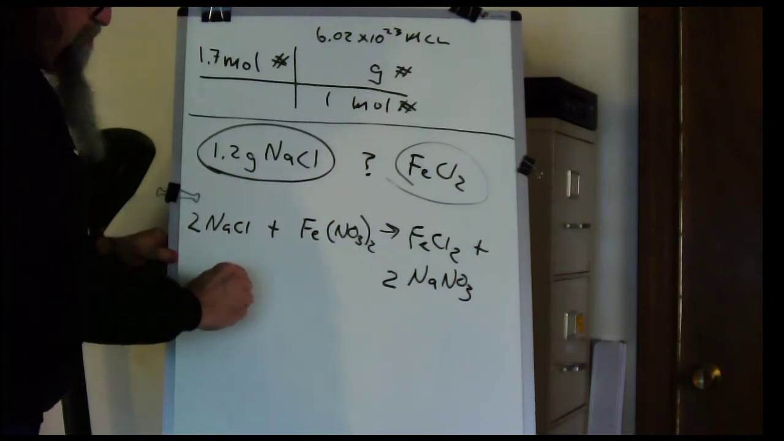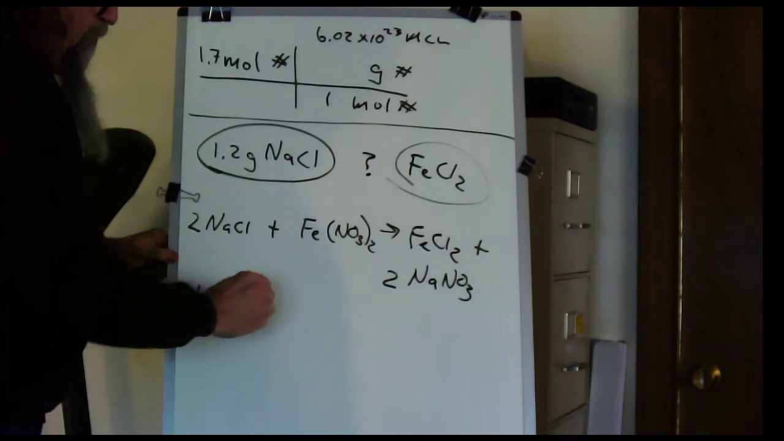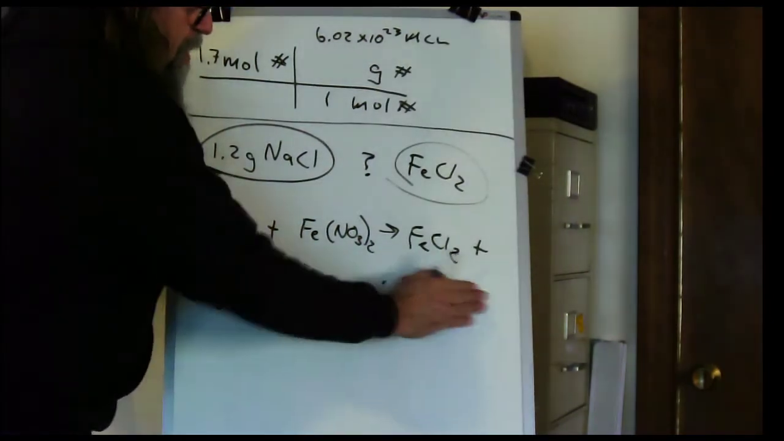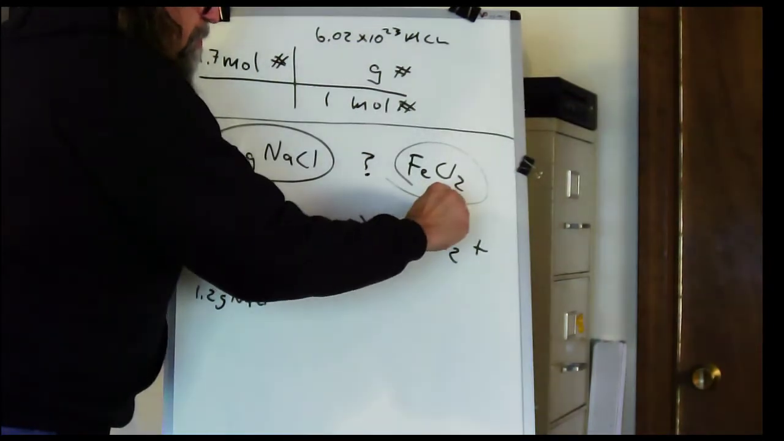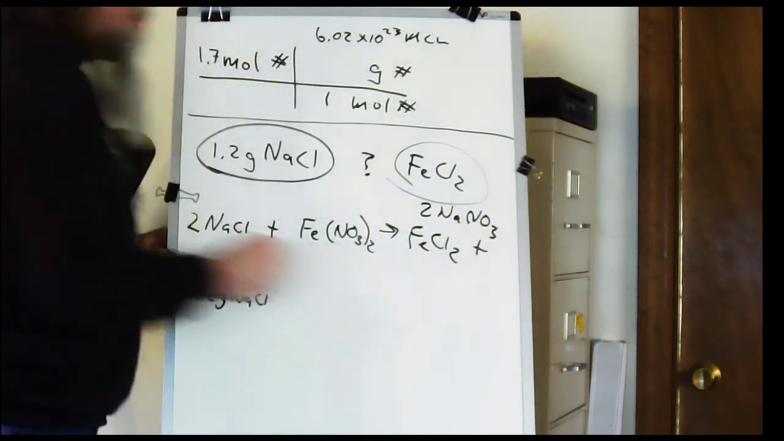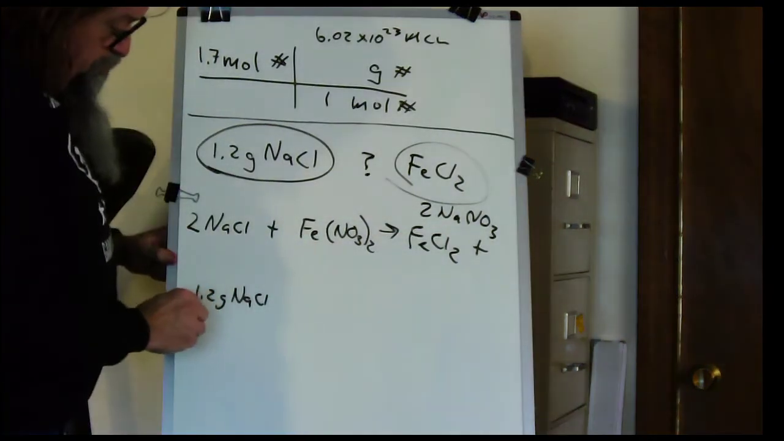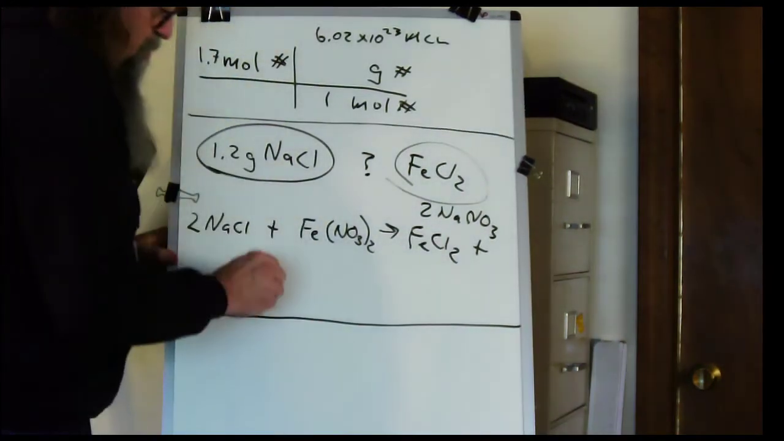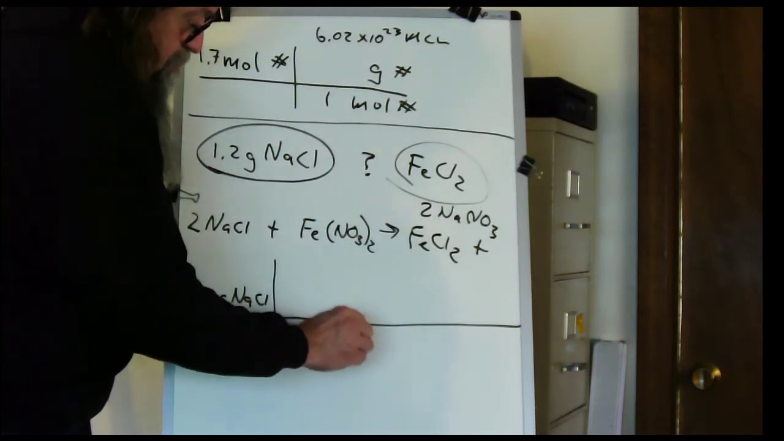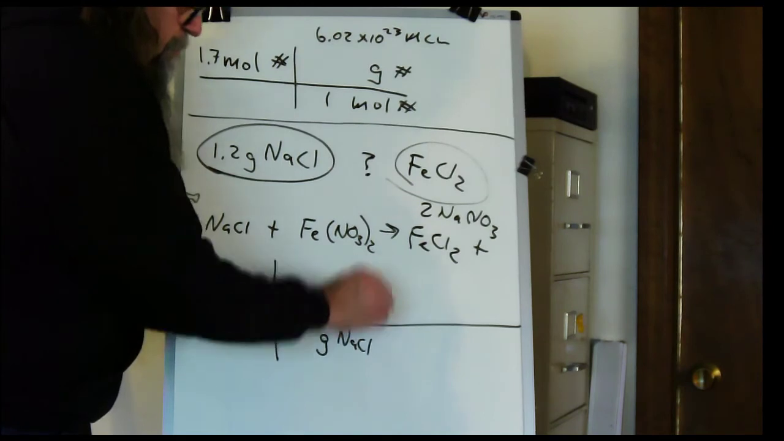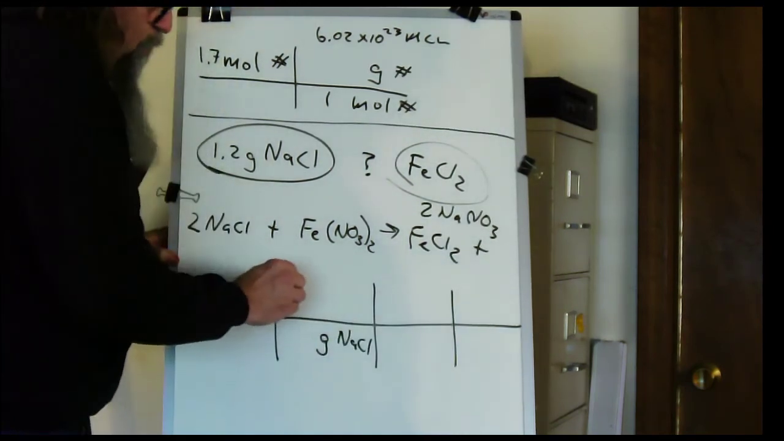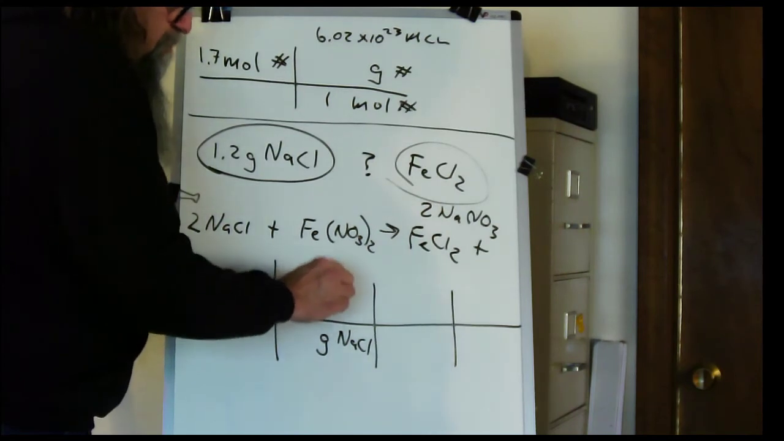So, we're going to do 1.2 grams of sodium chloride. And I'm going to erase this for now and put it up here, just because it's in the way. 1.2 grams of sodium chloride. Down here is going to be grams of sodium chloride. And here it's going to be 1 mole of sodium chloride.